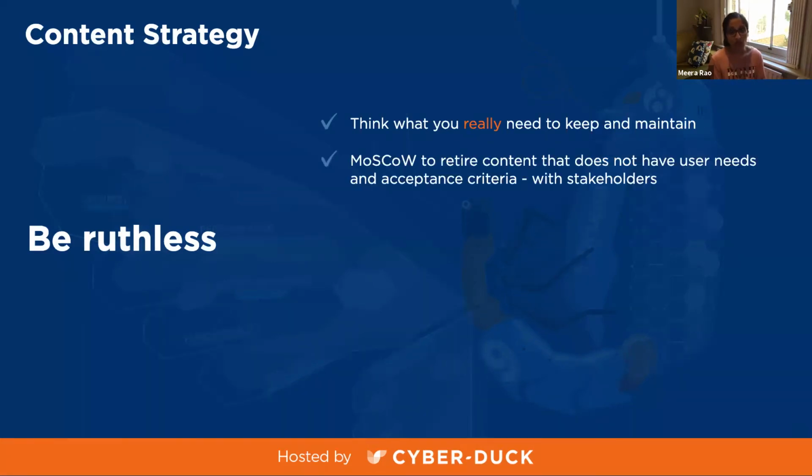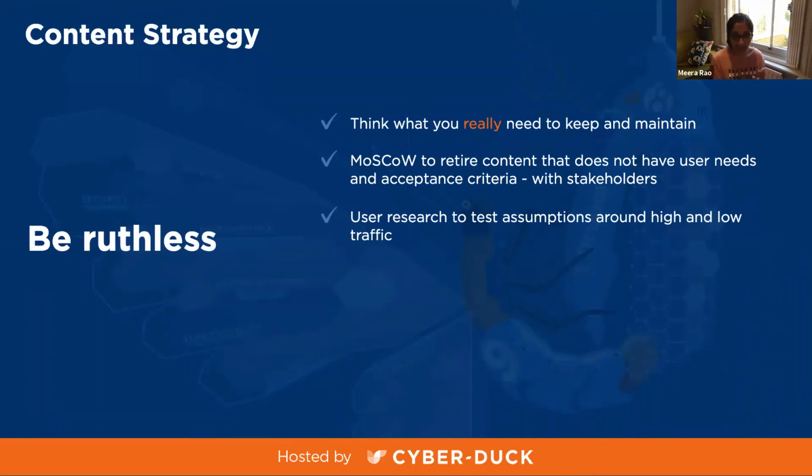And you can use the MoSCoW prioritization technique, so the must have, should have, could have, won't have at this time, to prioritize and retire content that doesn't have any user need or acceptance criteria. And I would encourage you to do this with stakeholders. You can also use user research and analytics to test and validate your assumptions as you go through this exercise, particularly around high and low traffic pages and journeys.